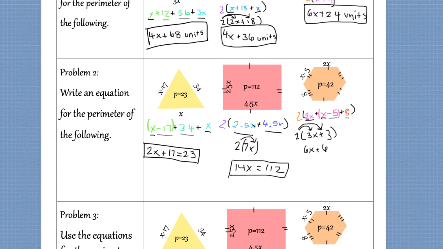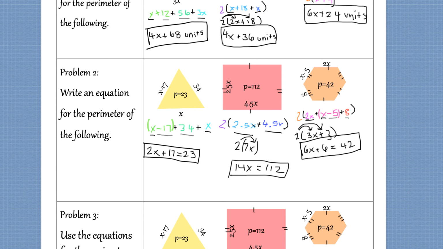And so this is our simplified expression for the perimeter, and we're just going to set it equal to the actual value of the perimeter, which is 42. And so this right here is our equation for this hexagon.